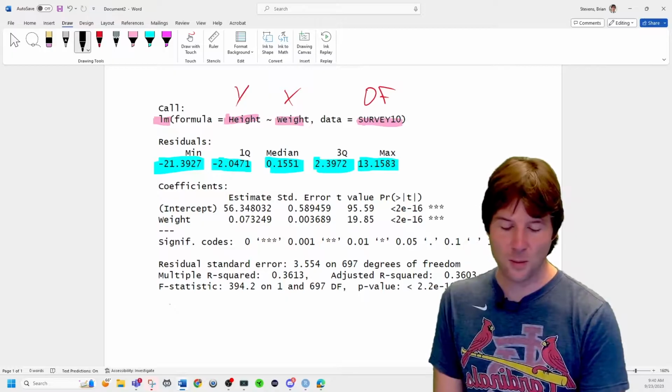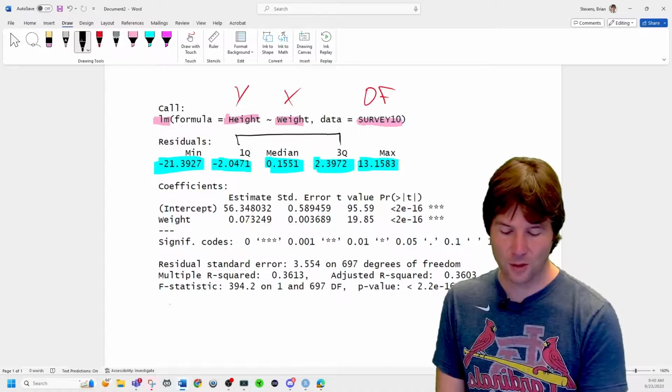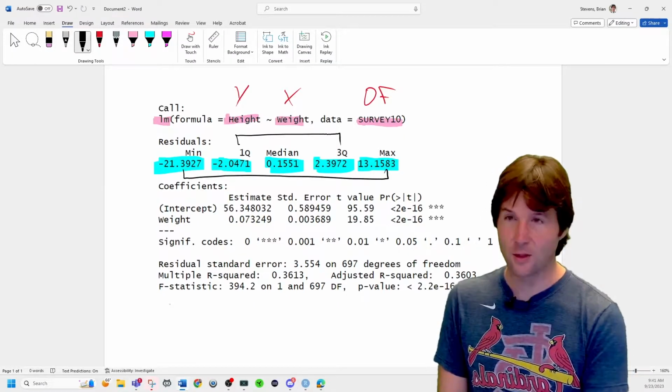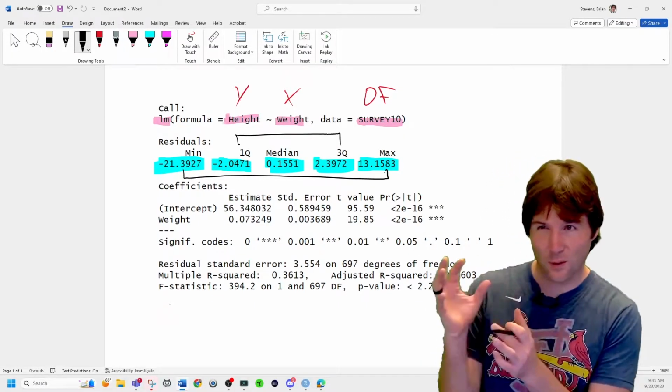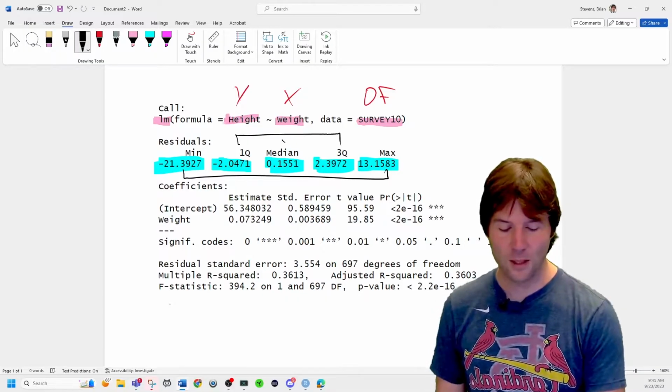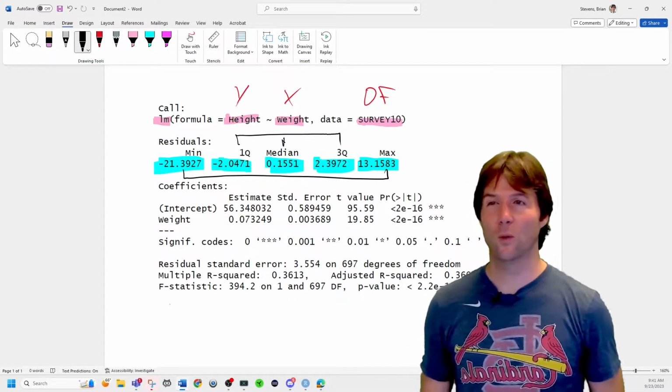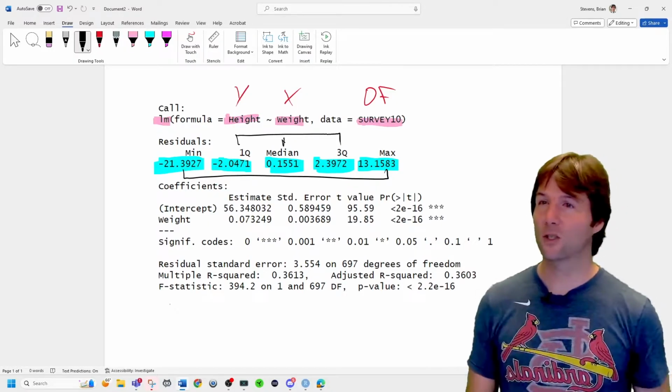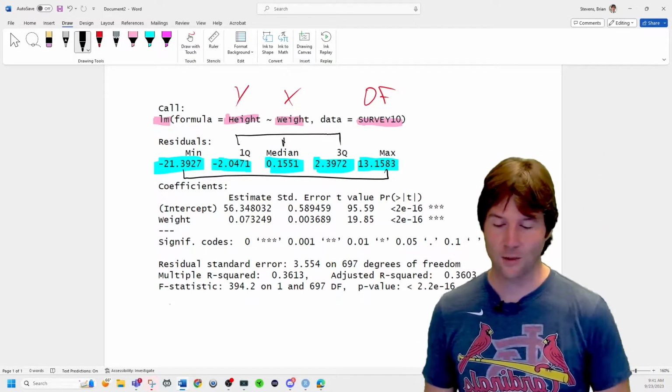And generally, you want these to be about symmetric. You want those to show symmetry. You don't want this here. You notice the min is a lot further away, so that's a further outlier. And then you want the median to be close to 0 because you don't want there to be some kind of bias to your residuals in the positive or negative direction.